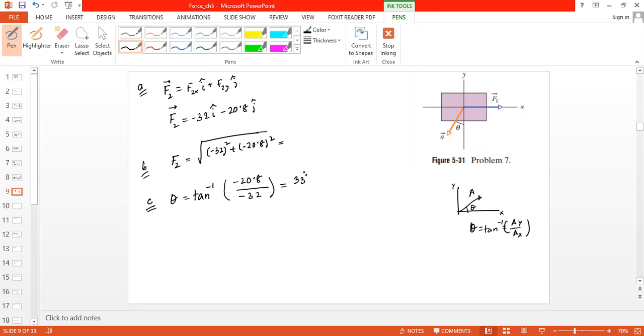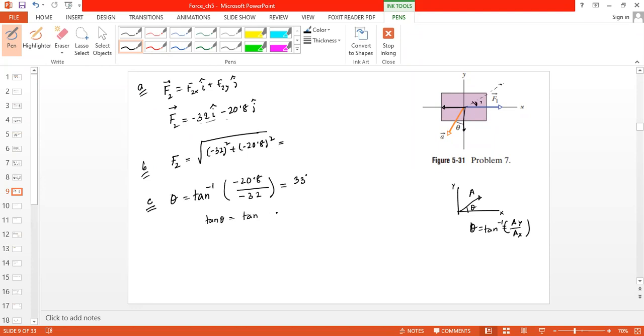But there is a small problem here. 33 degree means what? 33 means here. But just look at the components of F2. The x component is negative and the y component is also negative. That means the x component acts in this direction and the y component acts along this way. So the angle cannot be this one, it will be on the other side. We know that tan theta equals tan of 180 plus theta.